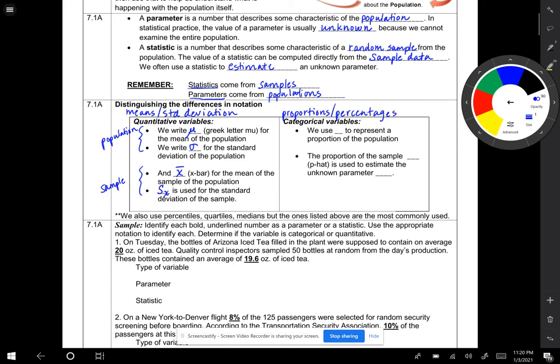And so for our population, we are going to use the letter p to represent a proportion of the population. So this is for the population, and this is for the sample. And we're going to use p hat, similar to the y hat we used when we were talking about predicted values. So p hat is used to estimate the unknown parameter p. So the parameter p is the population proportion, p hat is the sample proportion.